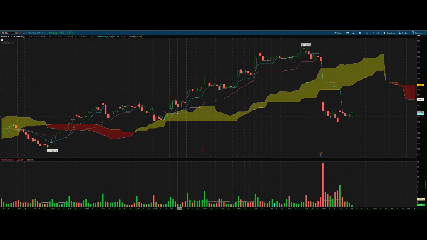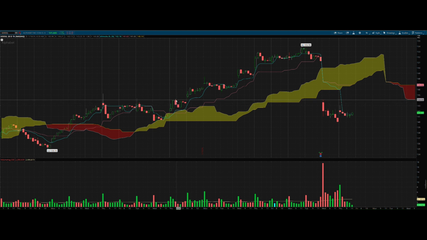But we have two more lines here. You see cyan is above the pink. You can consider this as a cloud if you add color. So every time you see cyan is above the pink and above the cloud, that is the strong buy signal. So here we got a signal here.